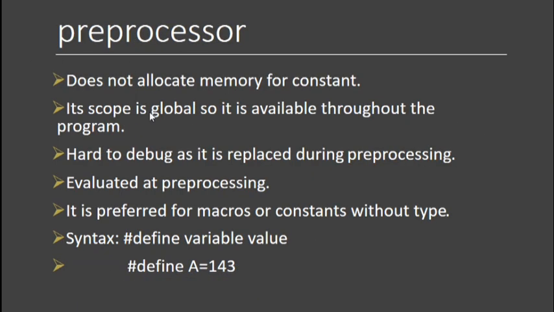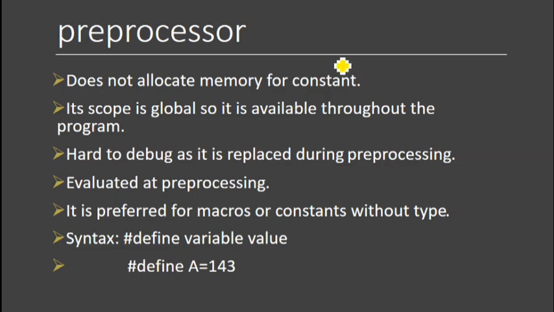So this is a preprocessor. Here the preprocessor value is used as defined, and the value should not change throughout the program. It does not allocate memory for the constant. Its scope is global, so it is available throughout the program. It is hard to debug as it is replaced during the pre-processing stage. It is evaluated at pre-processing and is preferred for macros or constants without type. The syntax is #define variable value, and this is the representation of a preprocessor.